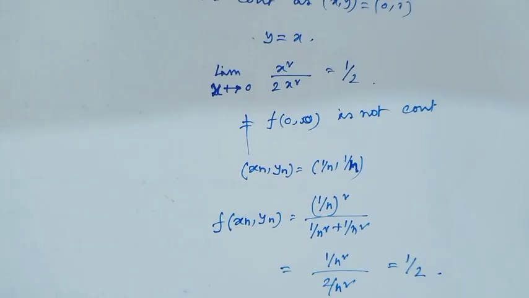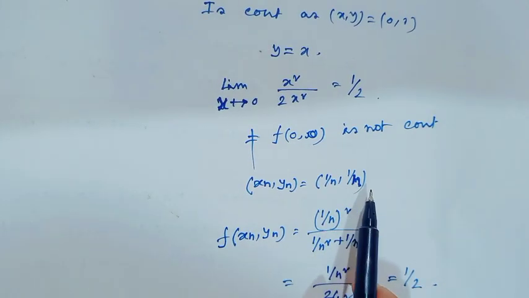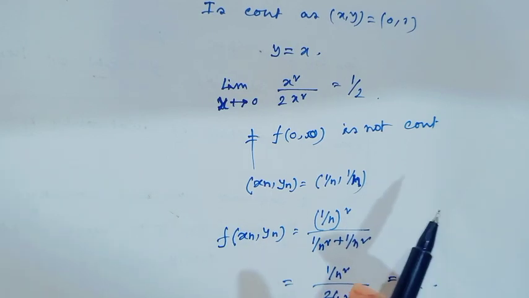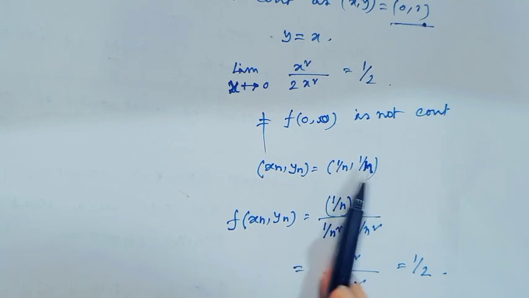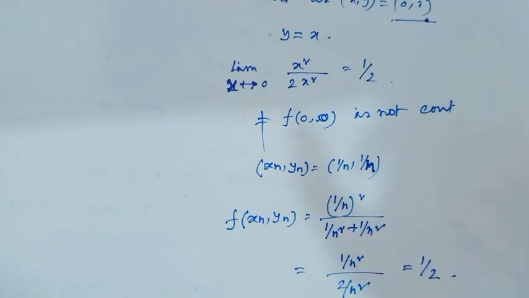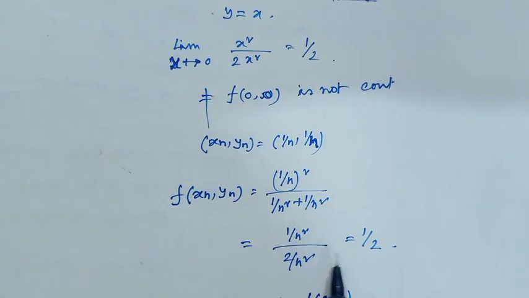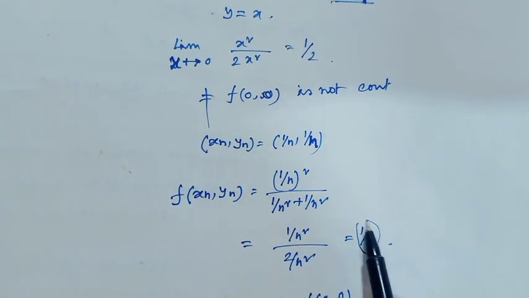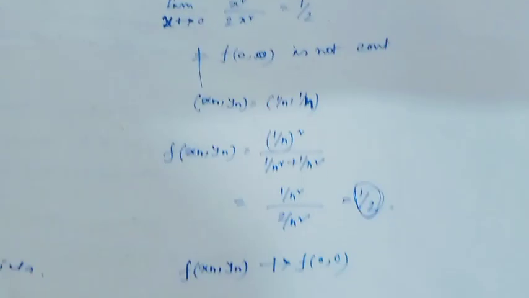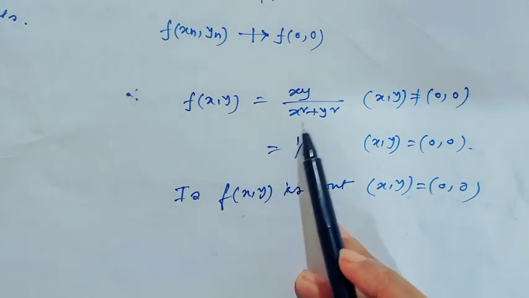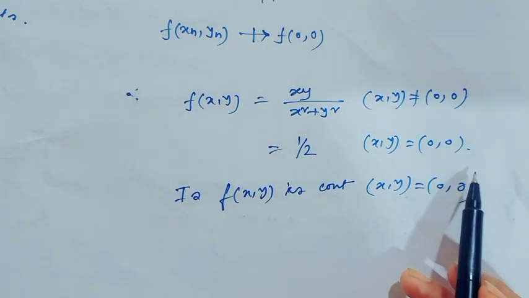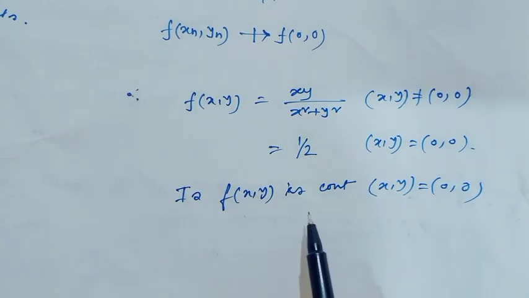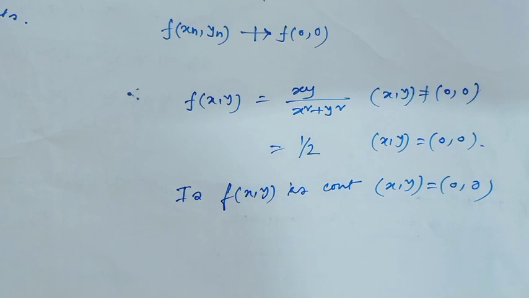So for this sequence, we can tell the function is not continuous. Here I have considered the sequence (xn, yn) equal to (1 over n, 1 over n) because we have to check continuity at the point (0, 0). For this considered sequence, I have got the value of this function is half. If we change the function such that f of (x, y) equals this function, and at the point (0, 0) the value is half, now my question: is f of (x, y) continuous at the point (0, 0)?